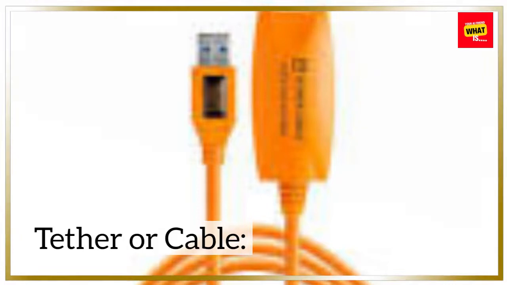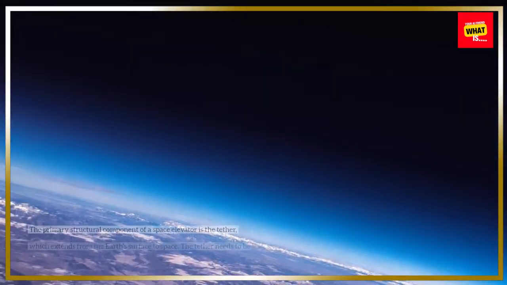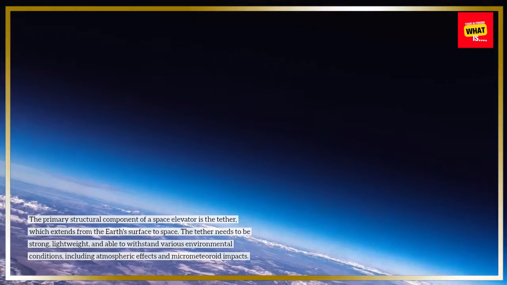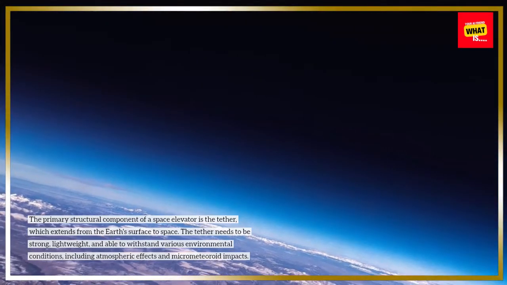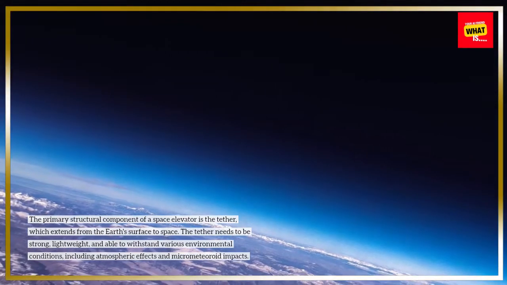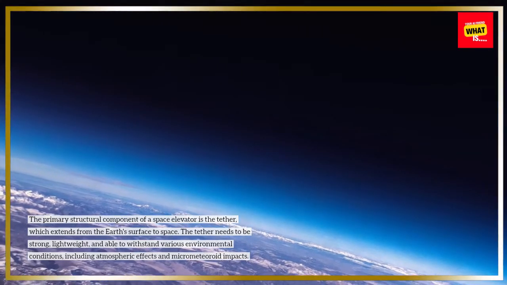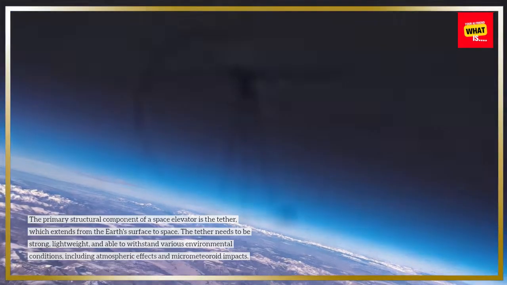Tether or cable. The primary structural component of a space elevator is the tether, which extends from the Earth's surface to space. The tether needs to be strong, lightweight, and able to withstand various environmental conditions, including atmospheric effects and micrometeoroid impacts.